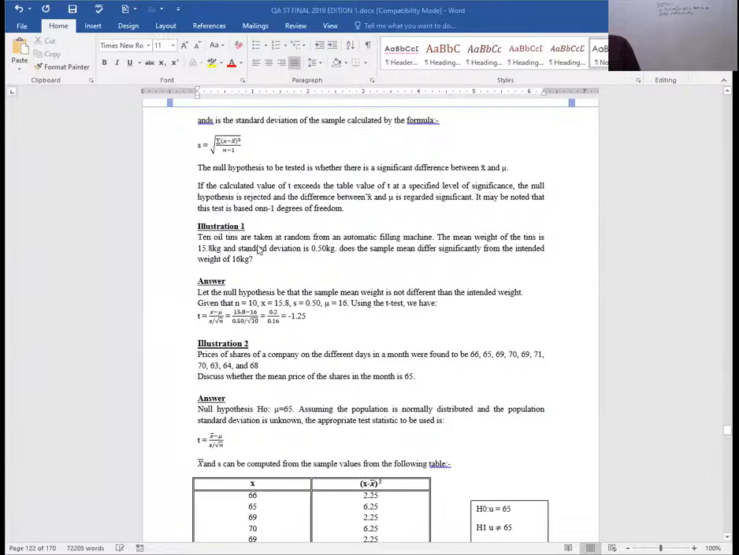Yeah, we could start with illustration number 1 here. Illustration number 1, we are told 10 oil tins are taken at random from an automatic filling machine. The mean weight of the tins is 15.8 kilograms and the standard deviation is 0.5 kilograms. Does the sample mean differ significantly from the intended weight of 16 kilograms?